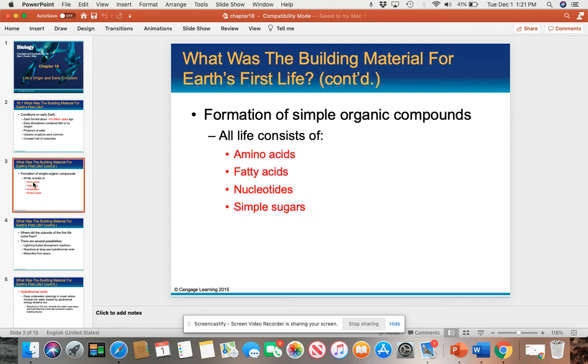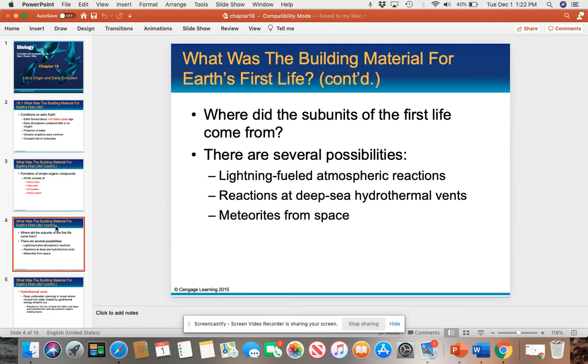And so when we look at organic compounds such as amino acids, these, of course, are the building blocks of proteins; fatty acids, which make up fats; nucleotides, which are the building blocks of nucleic acids, DNA and RNA; and then simple sugars, which eventually are the building blocks for carbohydrates. Once you have these organic compounds which make up all of life, we find that there is a possibility for life to eventually exist.